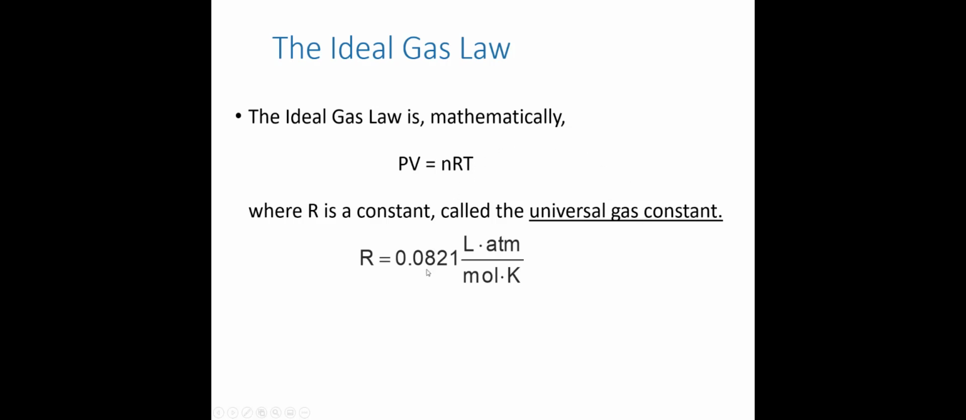Normally, I give these to you, so it's not a value that necessarily has to be memorized. The units are kind of ugly, but let's see if we can understand why. If you were to try to get R by itself, you would have to divide both sides by N and T. So R would equal PV over NT.